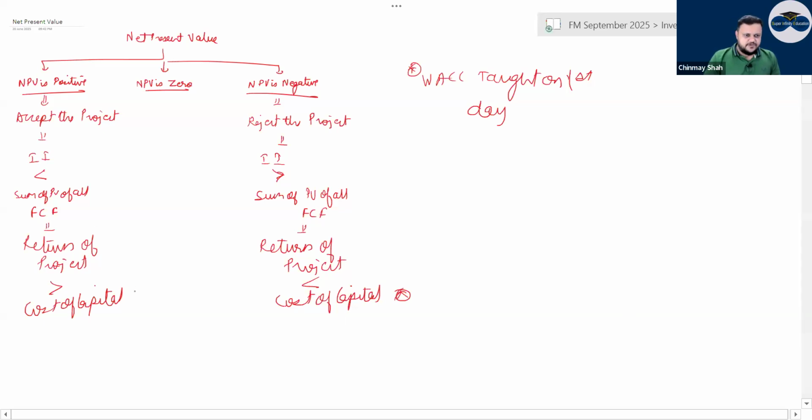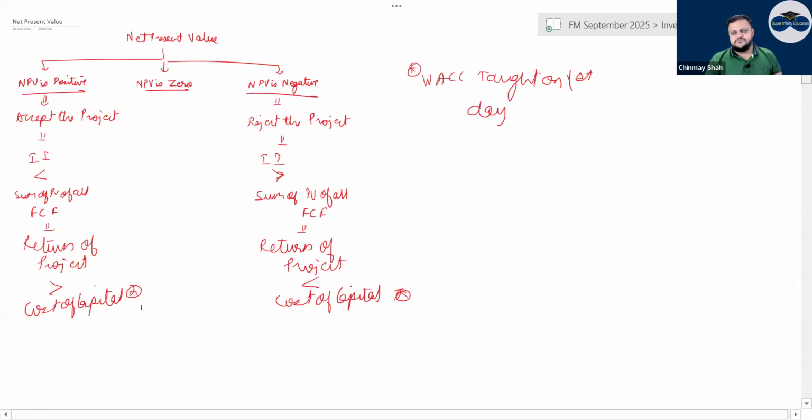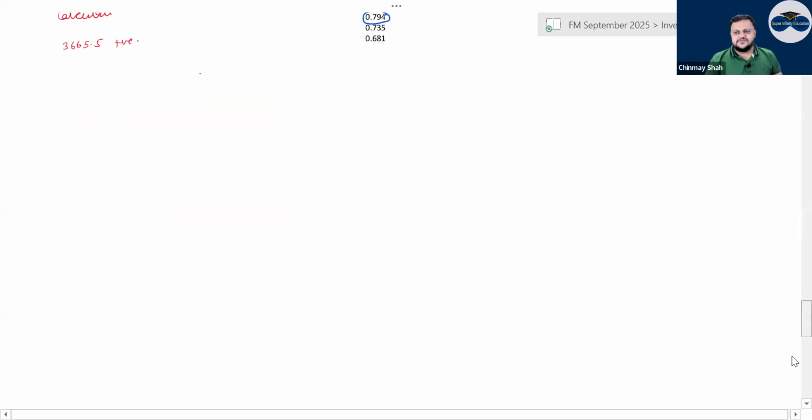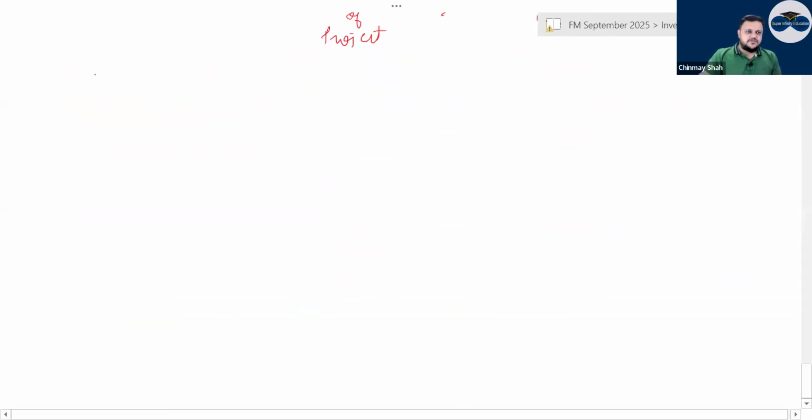Cost of capital, here also you could put a star. Return of project will be what? Less, and cost is more. So you will have negative NPV. Correct? Let's do one question where we will analyze NPV. Write down analysis of NPV.